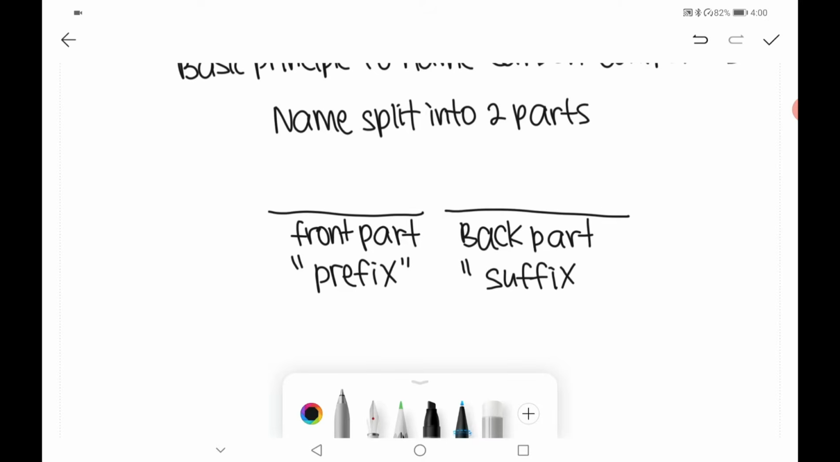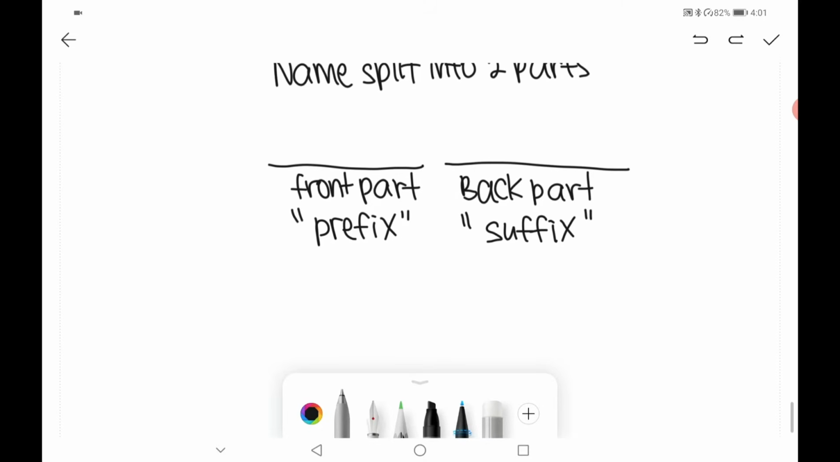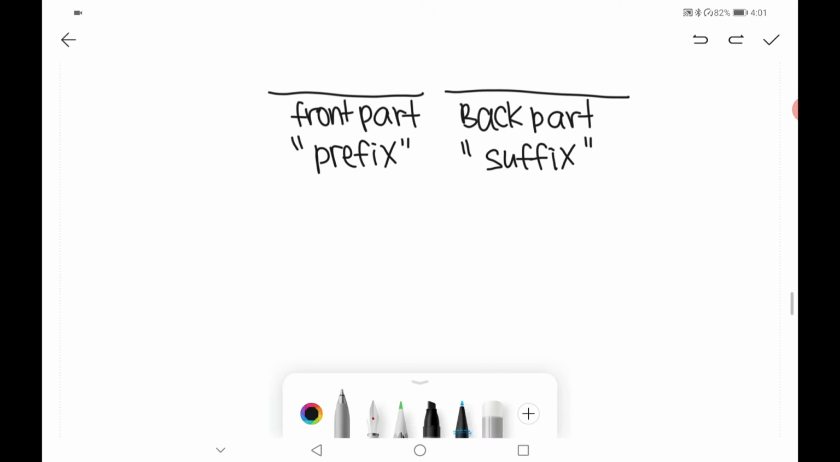S-U-F-F-I-X, suffix. Do you need to memorize the name prefix or the name suffix? No need, you don't need to memorize. You just need to know that all carbon compounds, the name has two parts. There are two parts in the name that you need to know.